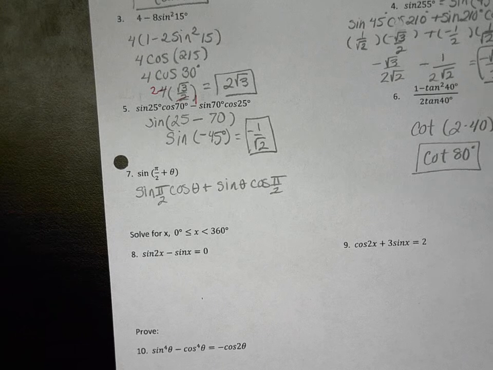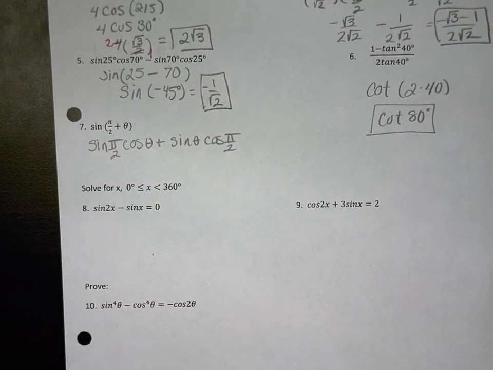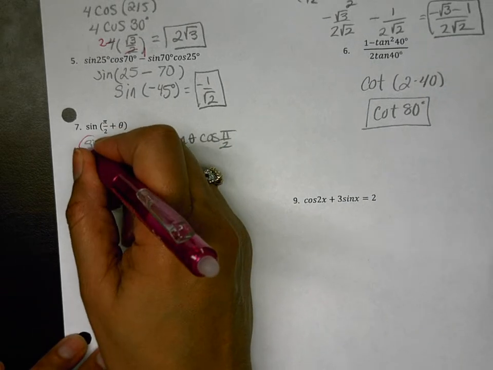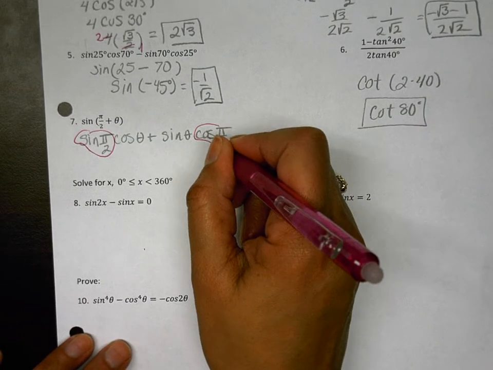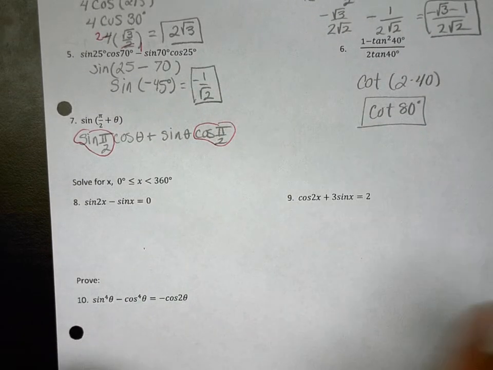Kyra, can you tell us what to do next? Do you remember what to do next? Good. We evaluate sine of pi over 2 as well as cosine of pi over 2. Good job. So you guys would do that now.